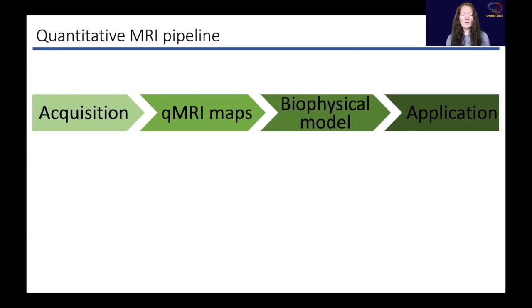So we have this qMRI pipeline, beginning with acquisition and creation of the quantitative MRI maps, and then going into using different biophysical models, such as generating a myelin water fraction map and applying the techniques and the knowledge in either research or the clinic. So I'm going to focus on acquisition and generation of the maps, and subsequent talks will emphasize the biophysical models and application.